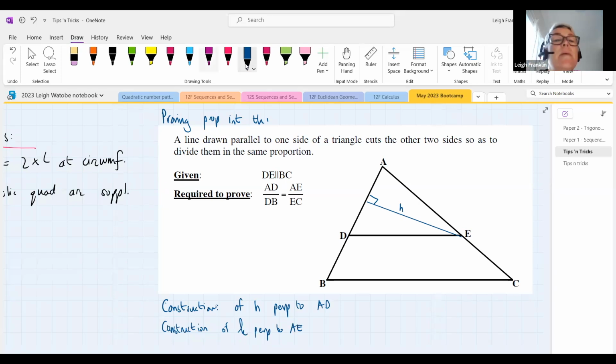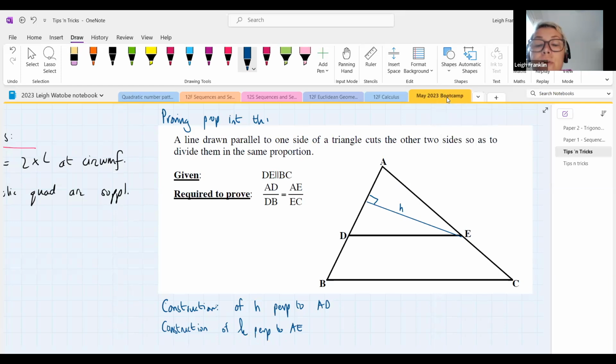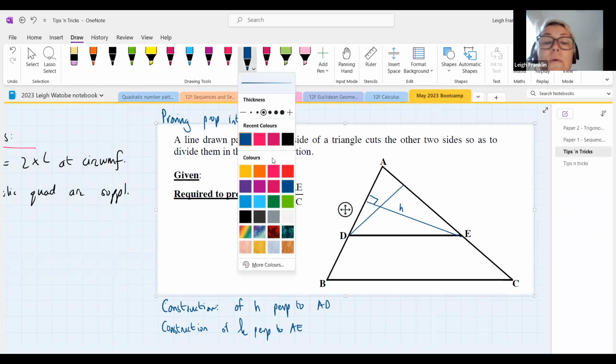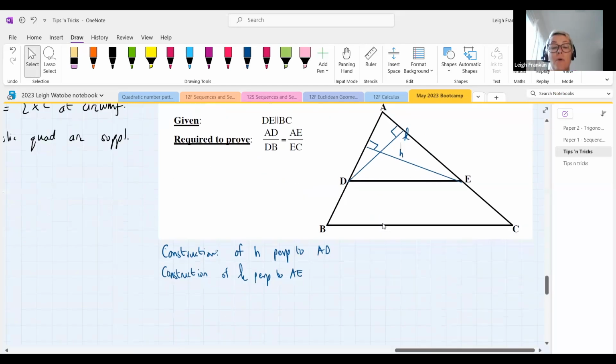Maybe I should have done that in a different color, but anyway, it doesn't matter. And then you are going to do another construction from D to AE, and we're going to call that line over there K.